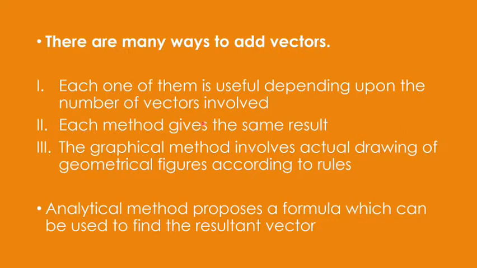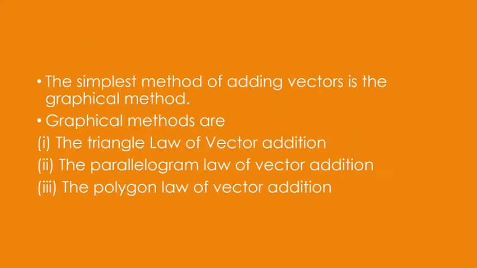Now we can add them in many ways, like maybe you have heard of the triangle law, parallelogram law, polygon law of vector addition. Whichever of these methods I use, all will give me the same result. Actually, we are doing it graphically with the help of a graph, but I have to go with the analytical method, which is going to give you the magnitude of the resultant vector as well as the direction. So we will deal with the analytical method for all these three.